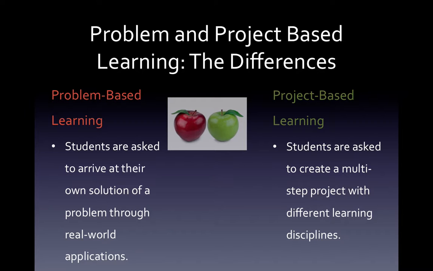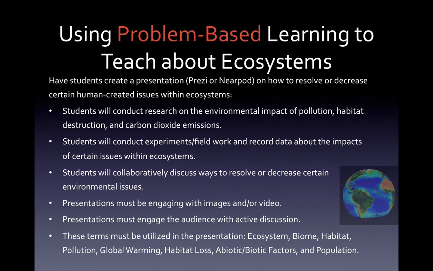And the activity that I would do for a problem-based learning situation, I'm a science teacher, I teach sixth grade science, would be about ecosystems. Basically, the students would have to create a presentation on how to resolve or decrease certain human-created issues within ecosystems. So they would conduct research on habitat destruction, pollution, and carbon dioxide emissions. They would also conduct experiments and fieldwork and record data and look at the impact of humans on ecosystems.